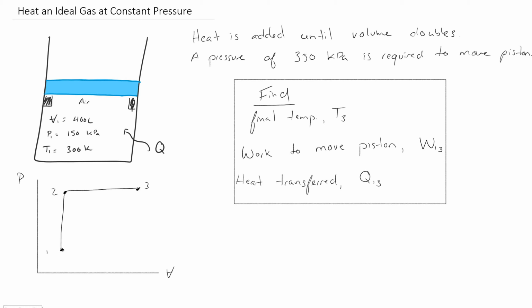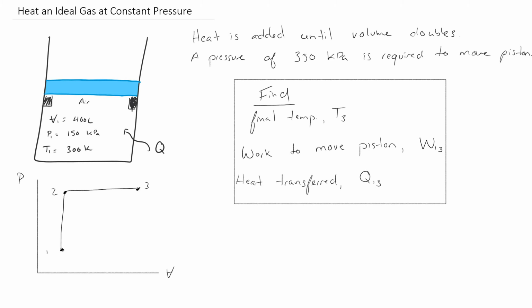Okay, so in this example, we have air contained in a piston cylinder device, and this air is initially at a volume of 400 liters, a pressure of 150 kilopascals, and a temperature of 300 Kelvin. And this piston cylinder device is such that at the initial state, the piston, which is in blue, is resting on these black stops here.